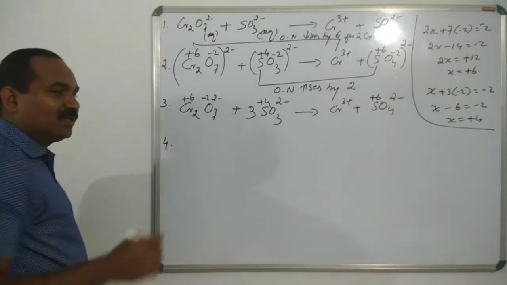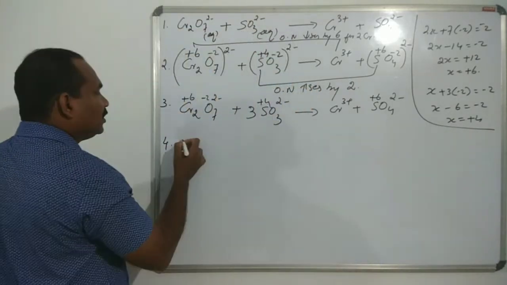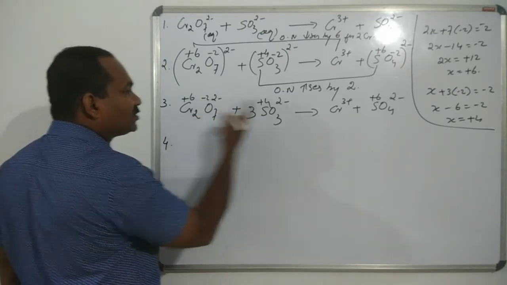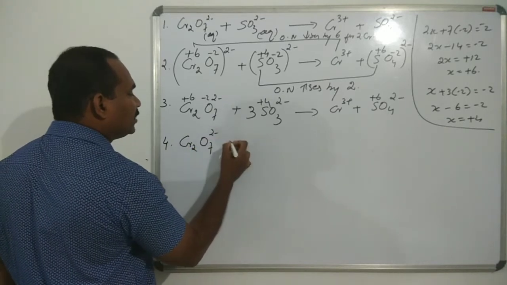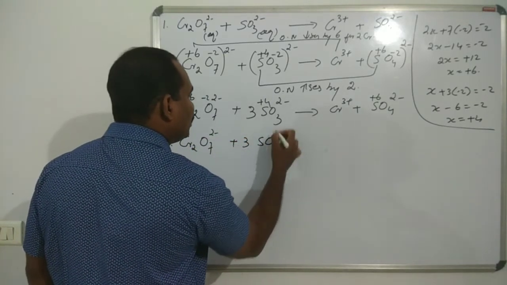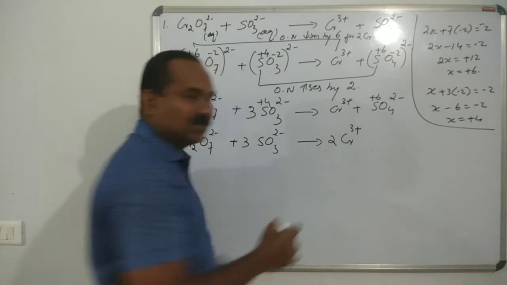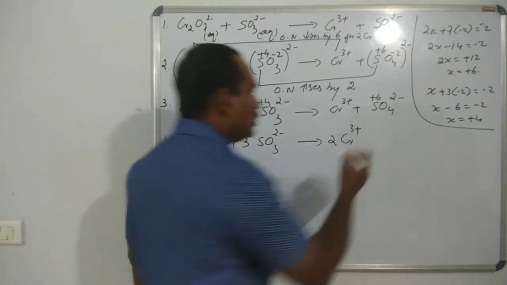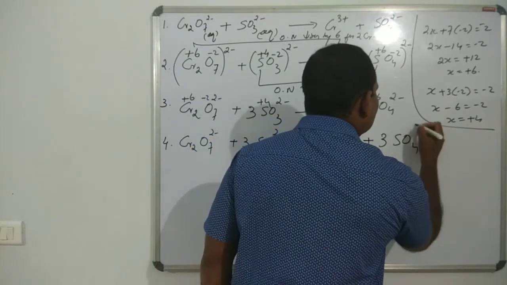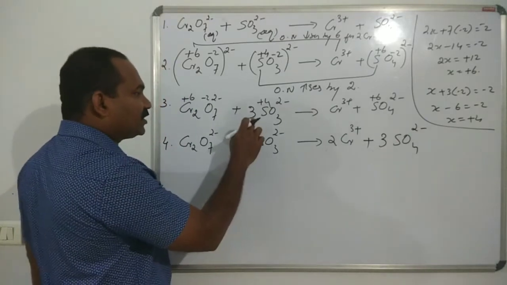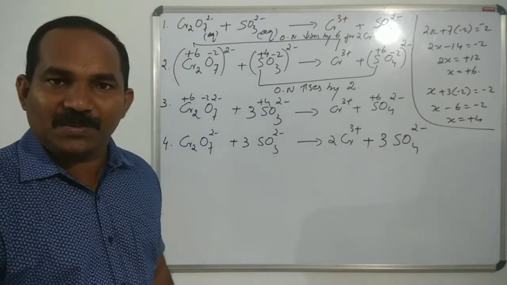And the fourth step is balance the atoms other than oxygen and hydrogen. So Cr2 has 2 chromium, and there is 1 chromium on the right side. So Cr2O7 2- plus 3SO3 2- gives 2Cr3+, 3SO4 2-. Why? On the left side 3 sulfur atoms. To make equal number of sulfur atoms, multiply with 3.